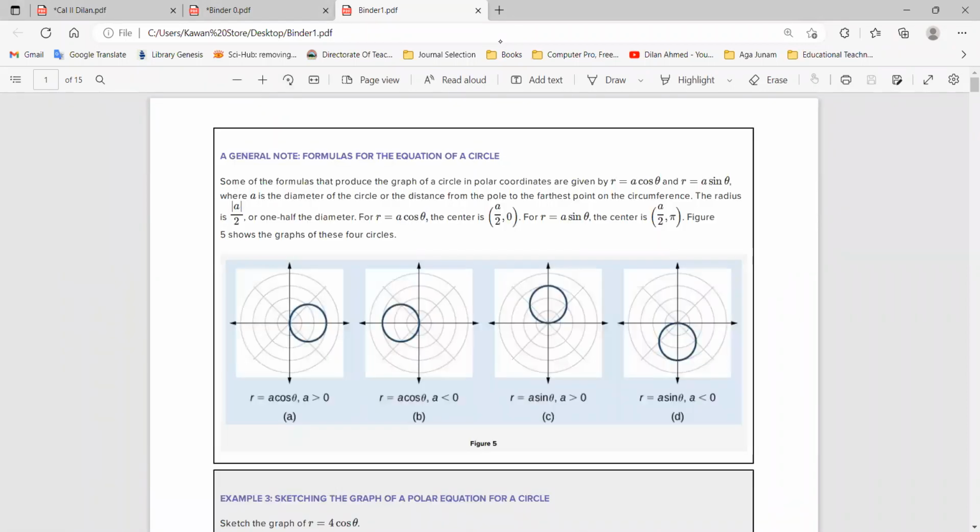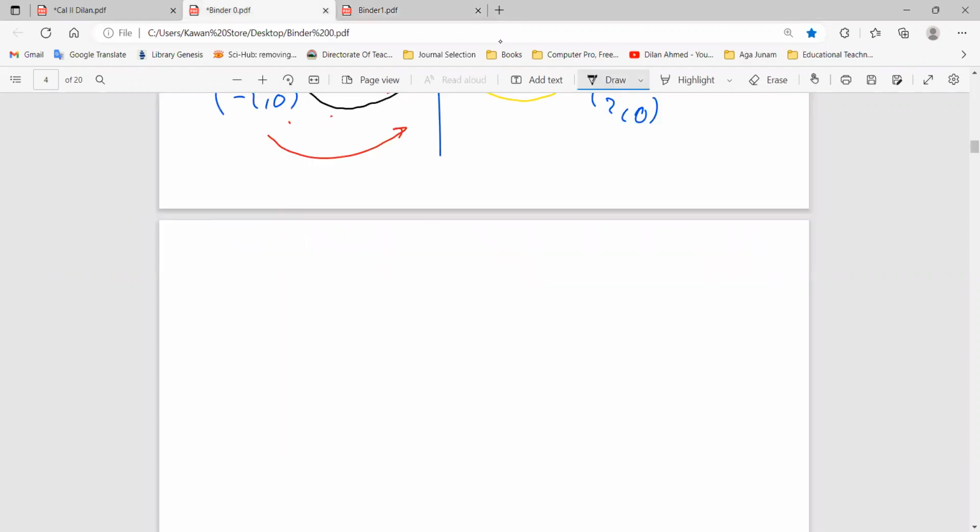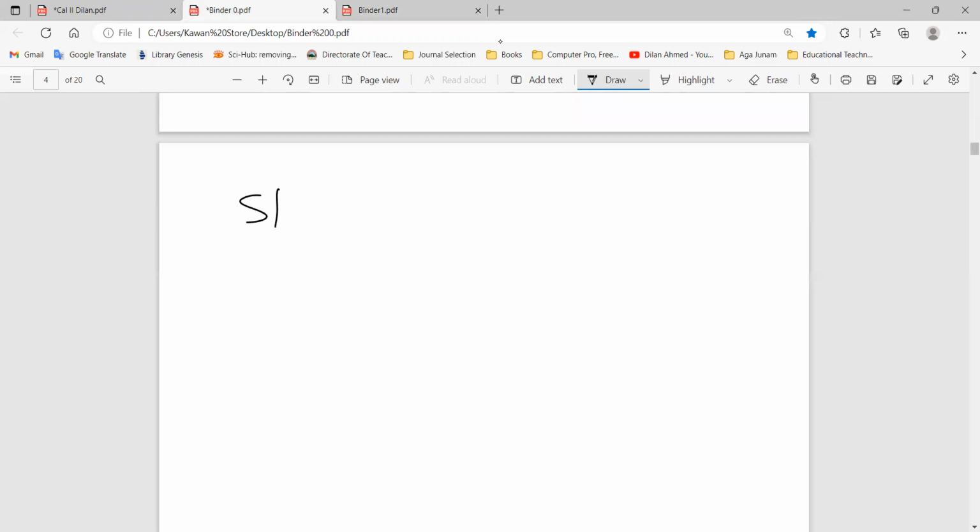Good. So now we have a formula and a graph. During the exam, I'll bring one of them. Actually, this extra one is not in your lecture note. You can print it separately. For example, in the exam, I will give you this example. I say sketch this polar curve.